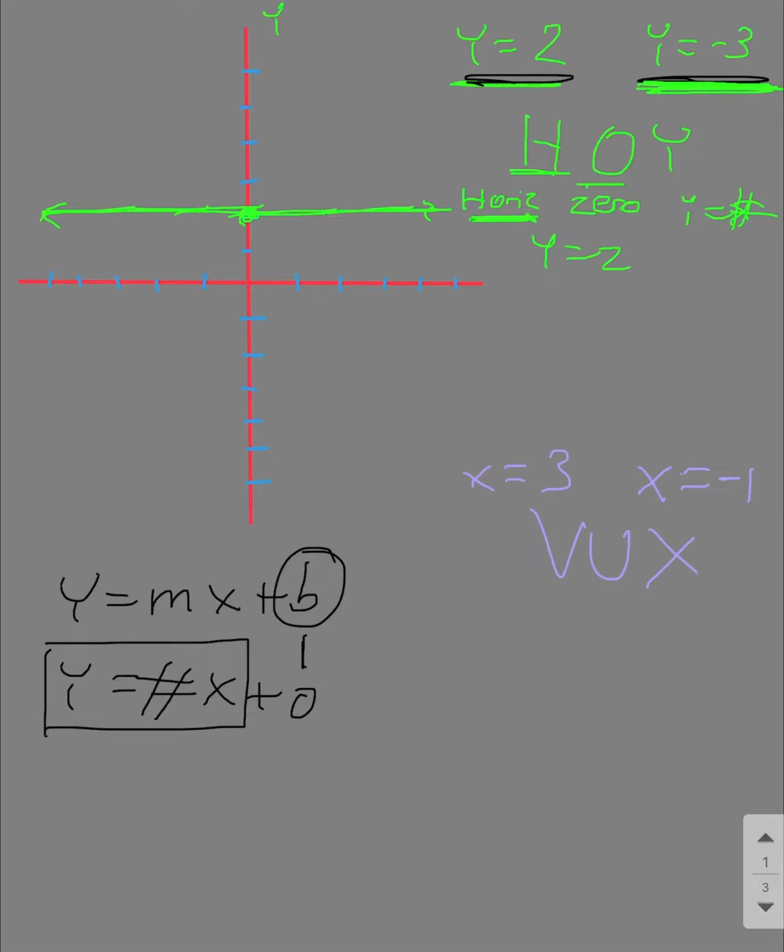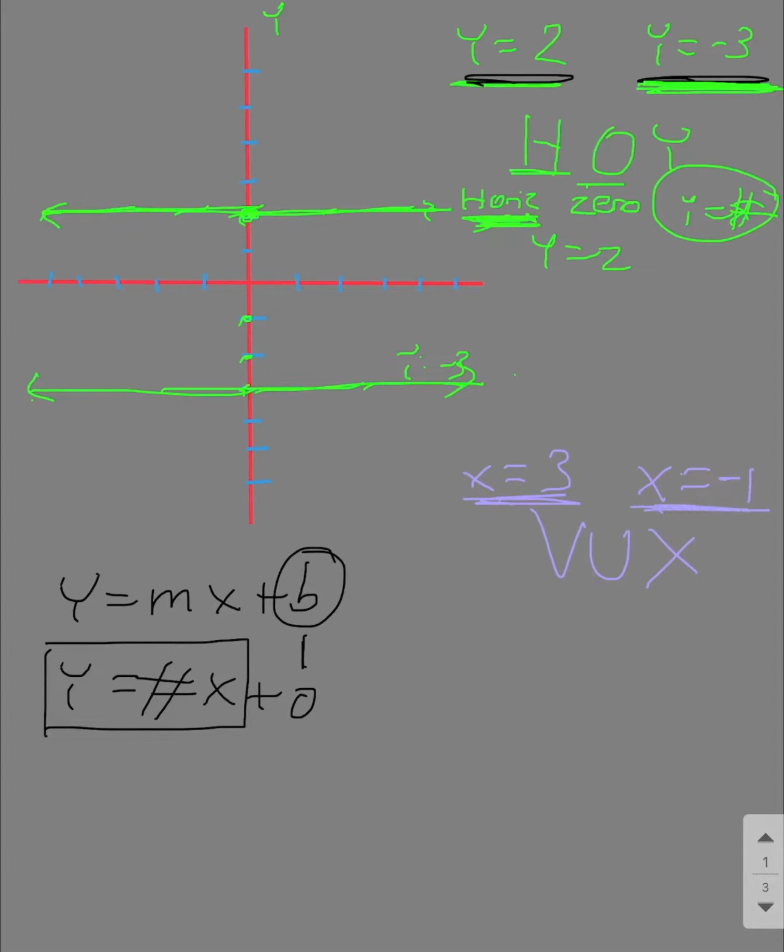Negative 3 is part of the y equals function because there's no other activity besides the y equals negative 3, and it's a horizontal line. Locate where the negative 3 is. It's negative 1, negative 2, negative 3. And then we graph the line. So this is y equals negative 3.